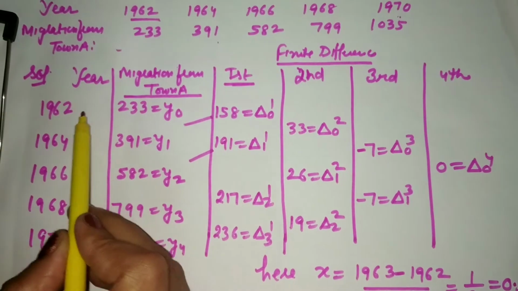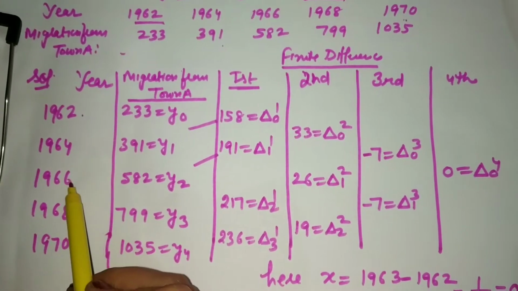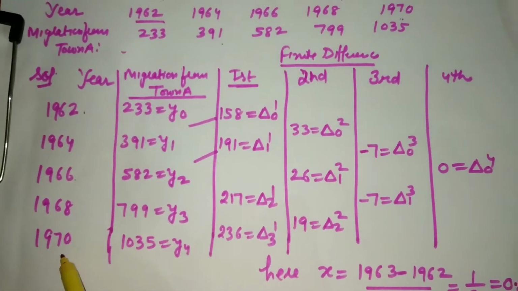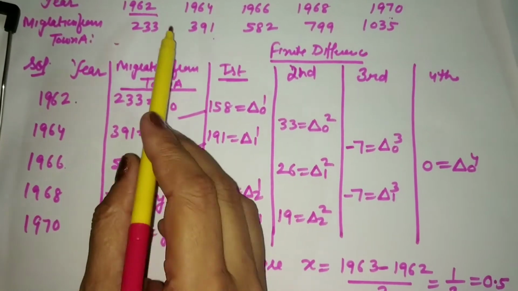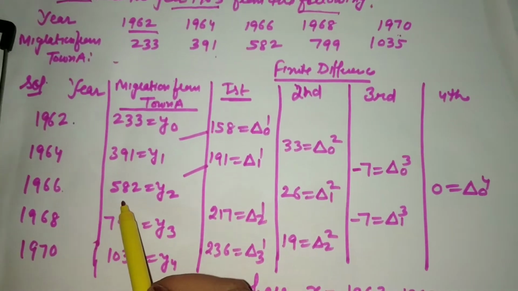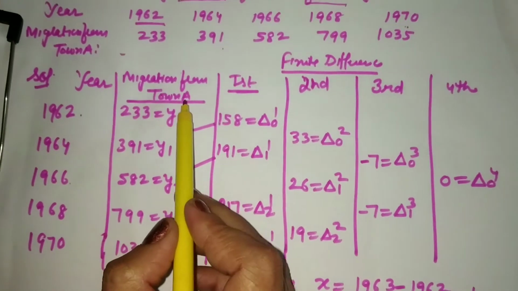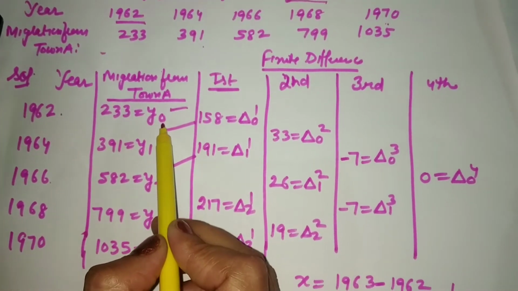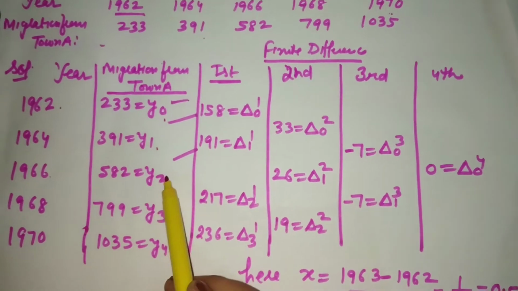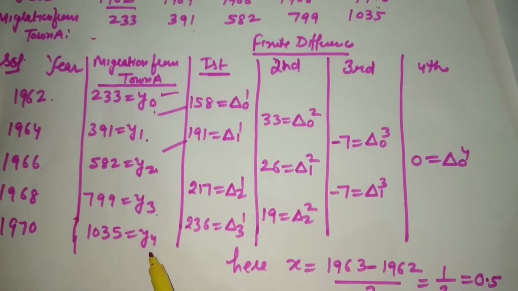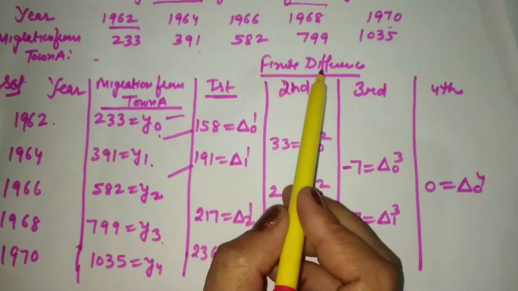Year is given as 1962, 64, 66, 68, 70, and migration from town A is given as 233, 391, 582, 799, 1035. This is already mentioned in the statement. I have just denoted this as y0, this is y1, this is y2, y3 and y4. So firstly, I will calculate the finite differences.